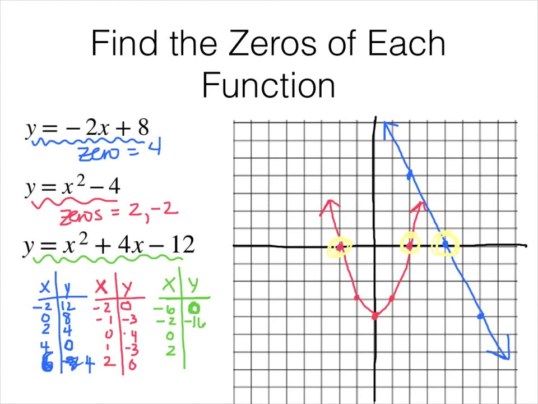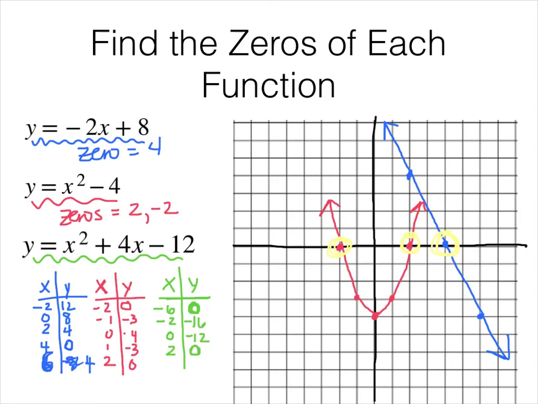Well, that's not even going to fit on my graph. So I'll probably have to improvise when I get there. 0 squared plus 4 times 0. So 0 plus 0 minus 12, negative 12. That is also not going to fit on my graph. 2 squared is 4, plus 2 times 4, which is 8. 4 plus 8 is 12, minus 12, 0.